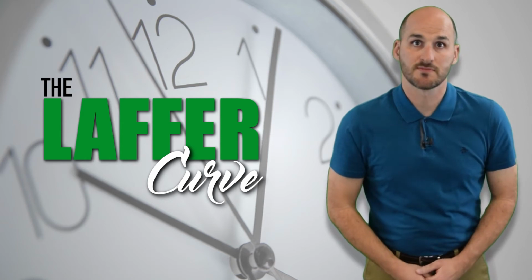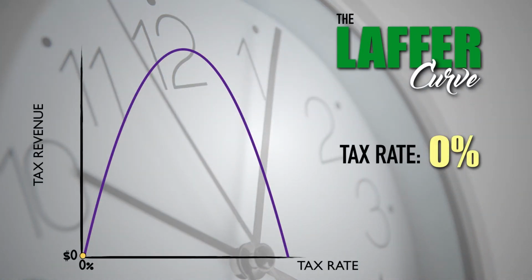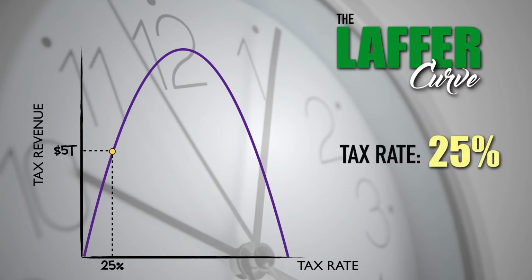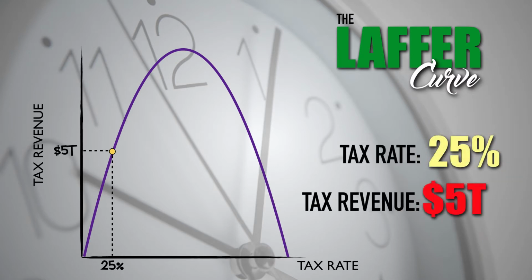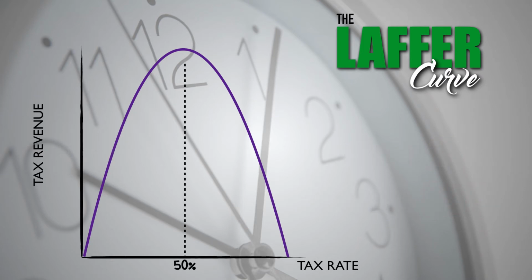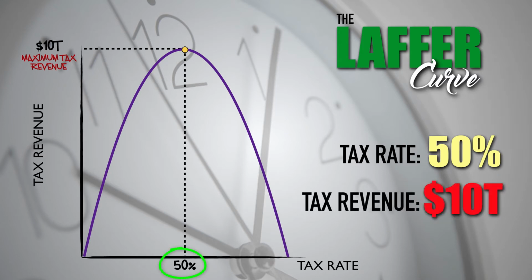Here's how it works. At a tax rate of 0%, the government collects absolutely no revenue. Duh. However, as government begins to raise tax rates, tax revenues will rise. Eventually, as taxes continue to increase, tax revenues will begin to plateau until government sets its tax rate at an optimal percentage. It's at this rate that government will collect its maximum tax revenue from taxpayers.